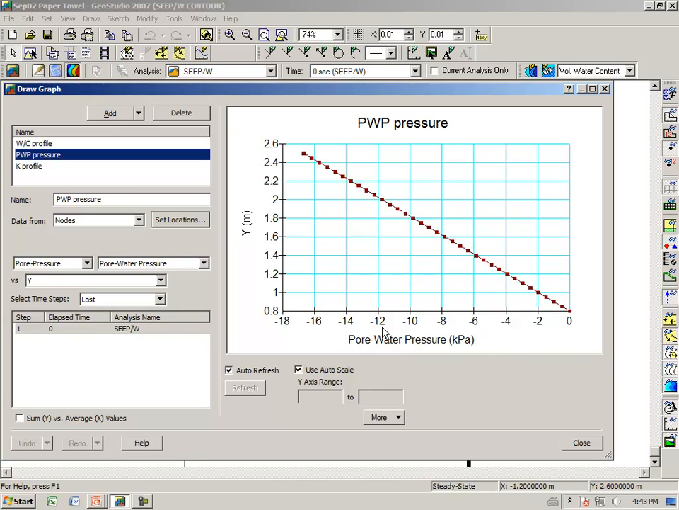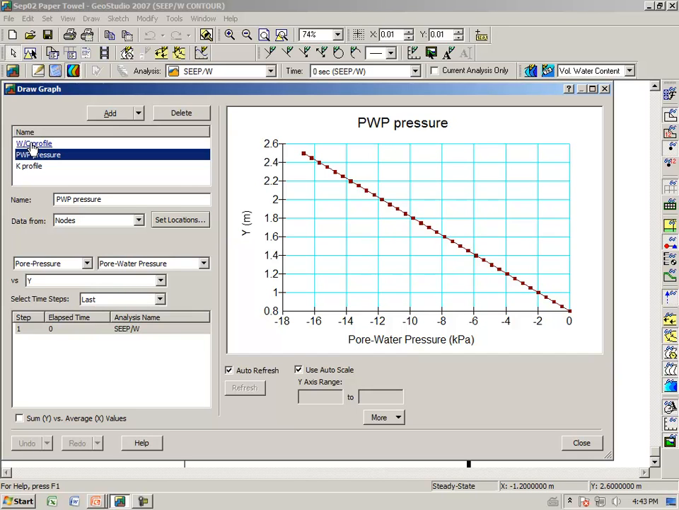Notice that all of the pore water pressure here is negative. Negative pore water pressure. And in this particular case, it's hydrostatically negative all the way to the top of the paper. There is a reason as to why this is a straight line, but I won't take the time to go into that at this stage. The point here is that the pore water pressure is negative.